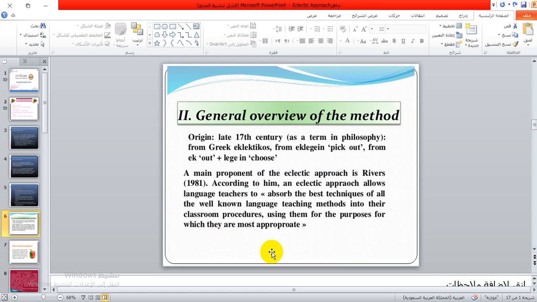Here we have a misspelling in the word appropriate: after R we just put O instead of I.